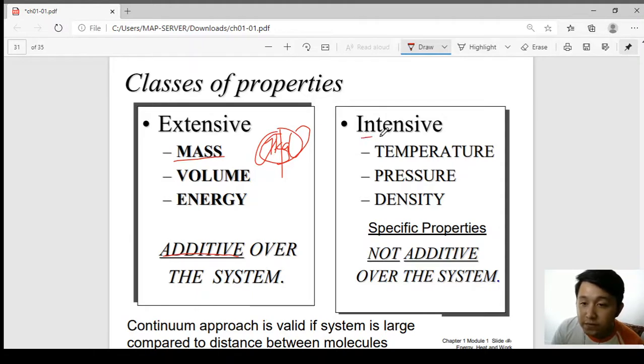Then we have the intensive property, the opposite of extensive. It is independent of the size of the system. So we have temperature, pressure, and density. We can say that at any point of the system, the temperature is the same, the pressure is the same, the density is the same. Like water, the density of seawater, no matter how small the sample, its density is still the same.